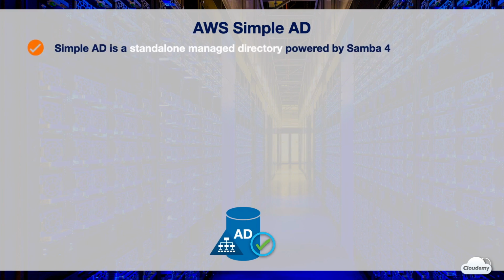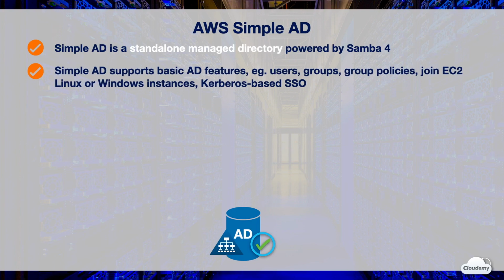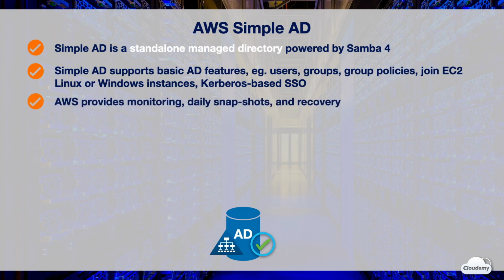AWS Simple AD is a standalone managed directory powered by Samba 4. It provides a subset of the features offered by AWS Managed Microsoft AD. Simple AD supports basic AD features. For example, you can manage users and groups, and apply group policies. You can join EC2 Linux or Windows instances. It also supports Kerberos-based SSO. AWS provides monitoring, daily snapshots, and recovery for Simple AD.